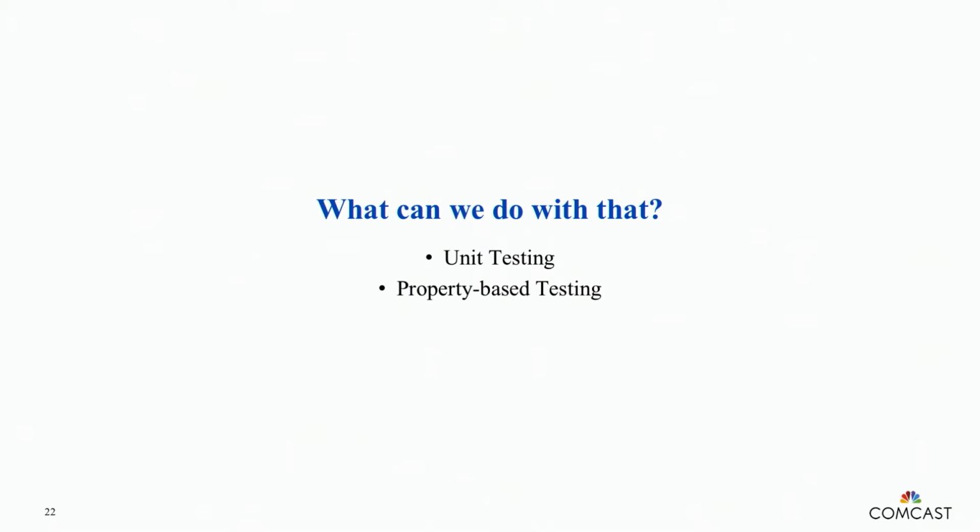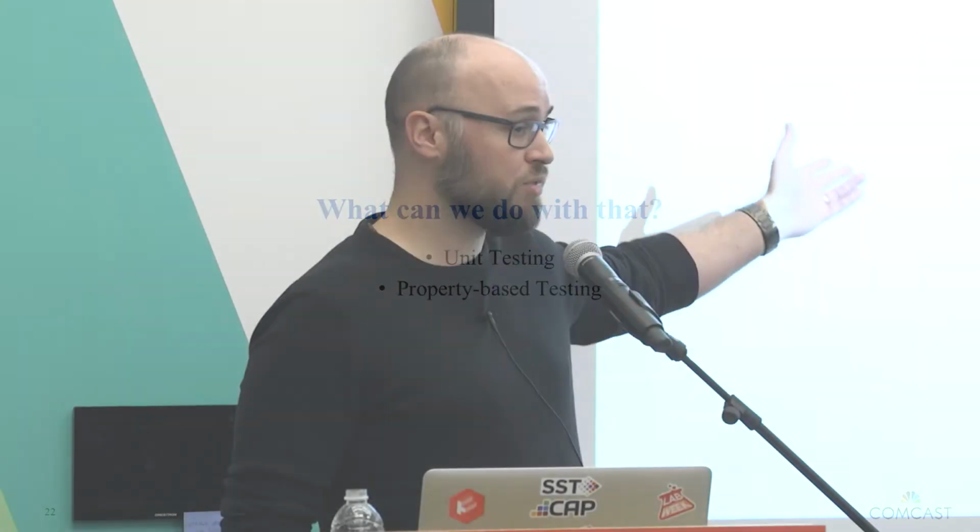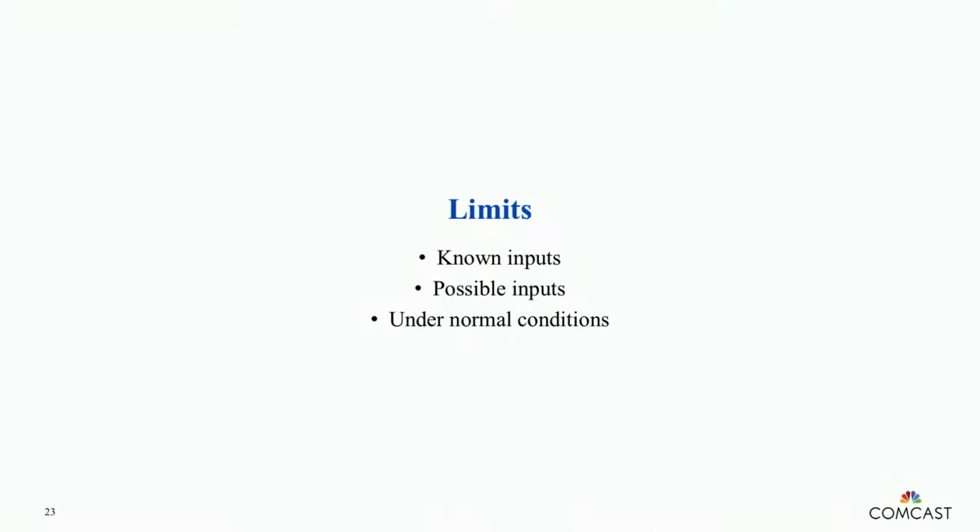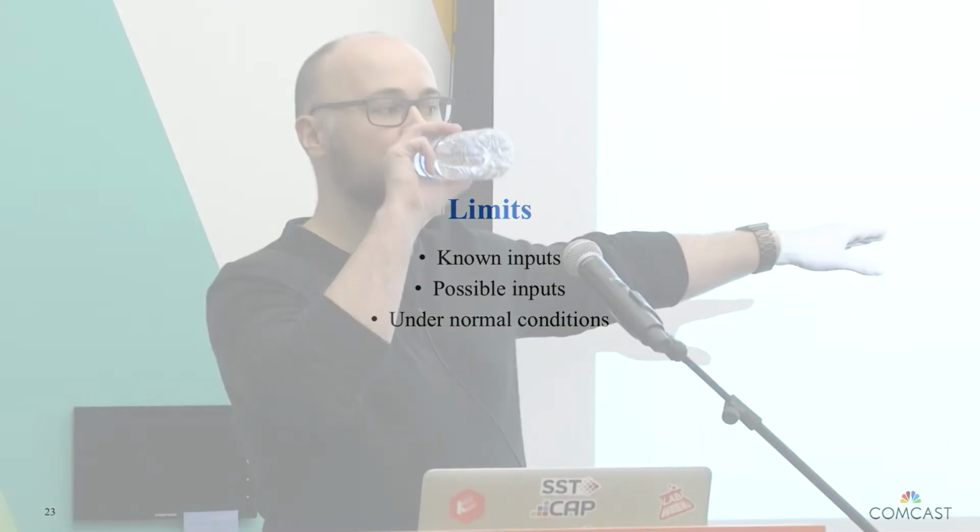So what can we do with that? We have that testing implementation. We can write unit tests, we can write our property-based tests using Scalacheck if we want to. But that has some limits, right? We can test our known inputs. Those are our unit tests. We can test our possible inputs. Those are our Scalacheck tests, right? But we test these under what we consider normal conditions. Normal conditions are where I put something in the database and I get it out again. Right? Those are the kinds of things that are normal conditions.